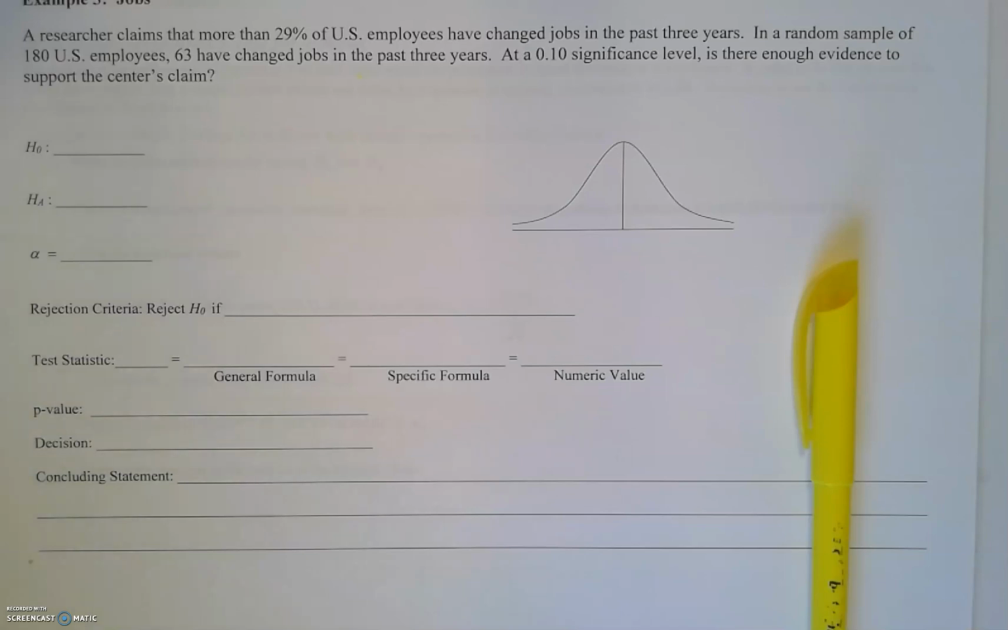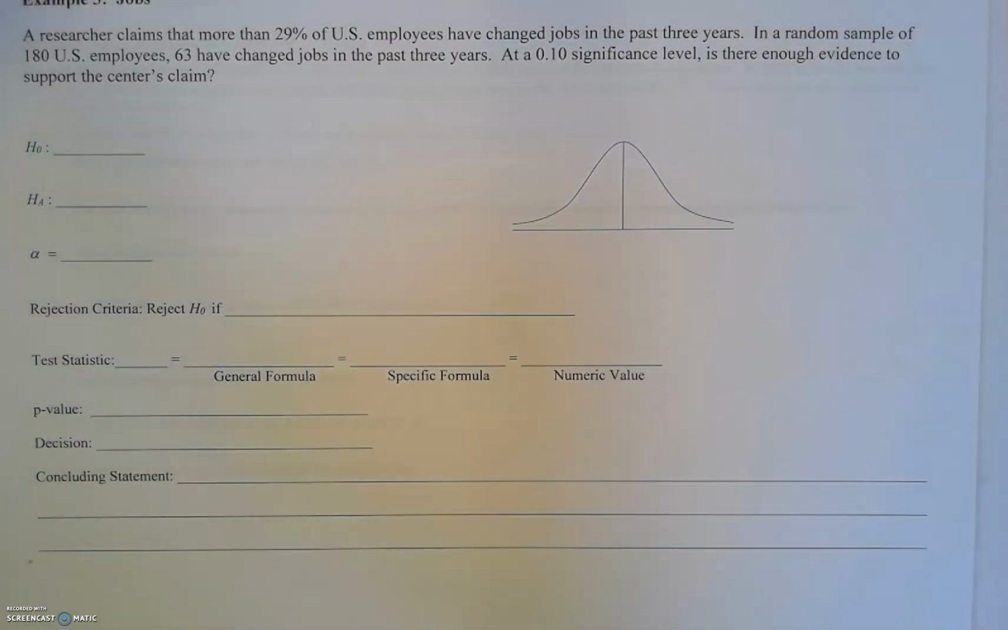Welcome to the example for hypothesis testing of proportions about jobs. A researcher claims that more than 29% of U.S. employees have changed jobs in the past 3 years. In a random sample of 180 U.S. employees, 63 have changed jobs in the past 3 years. At a 0.10 significance level, is there enough evidence to support the center's claim?